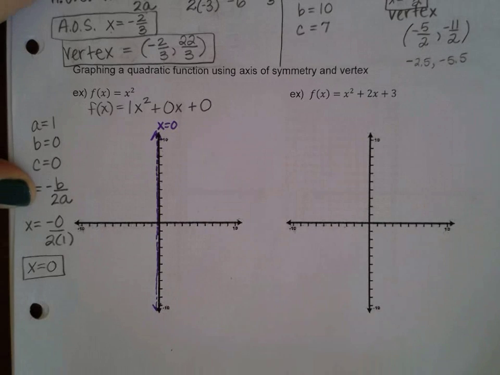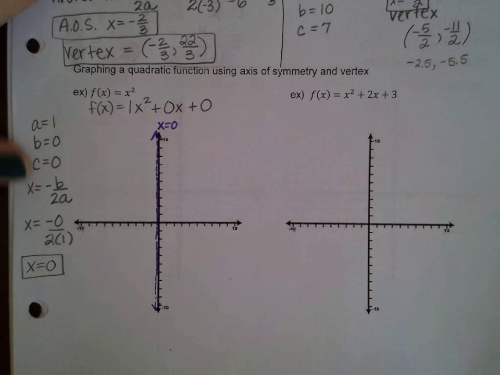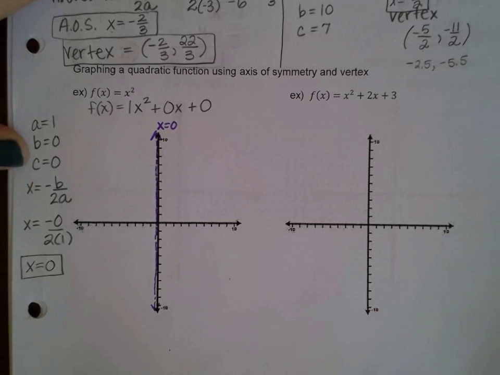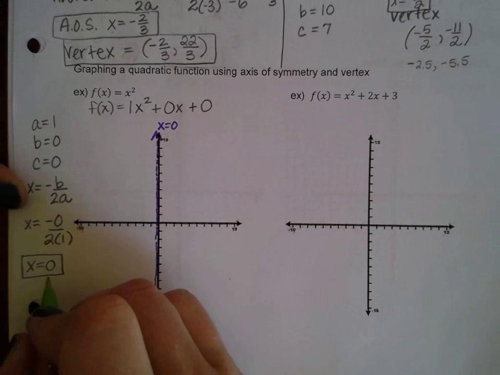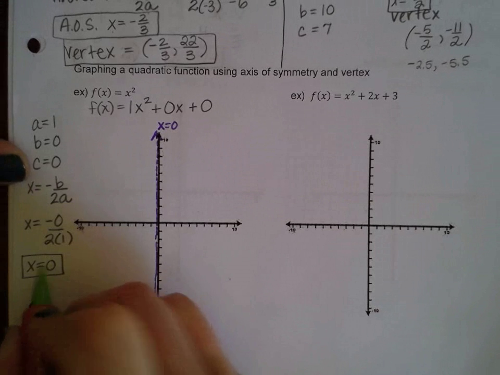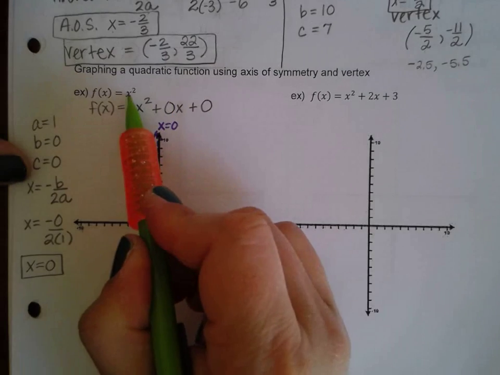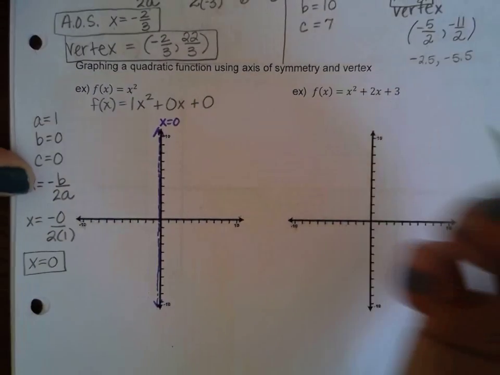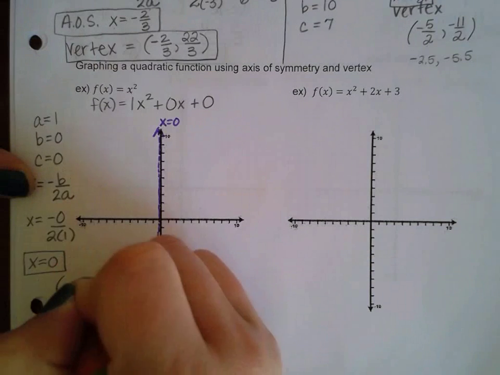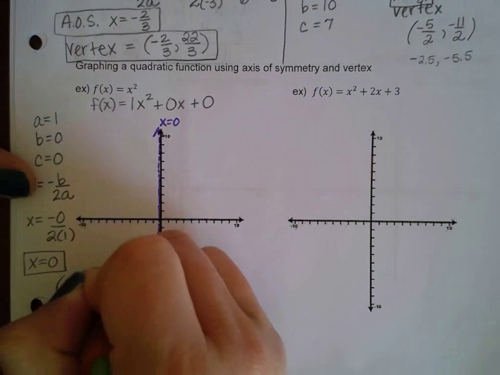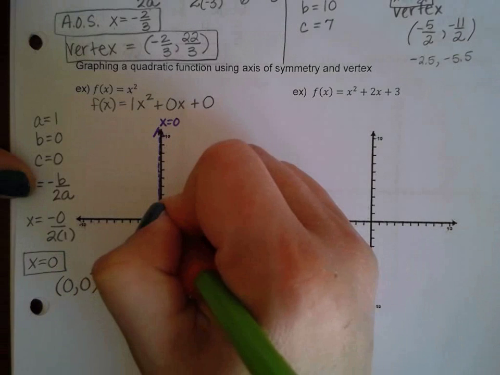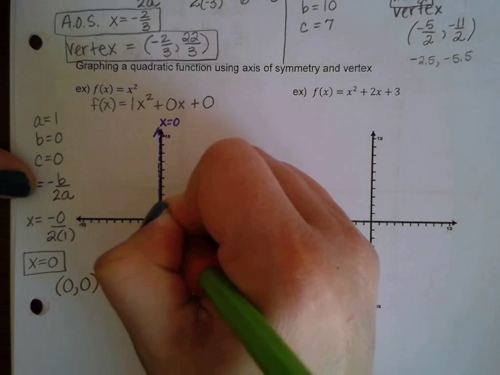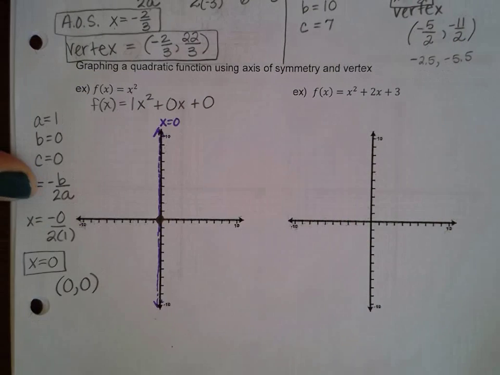Remember, that's an invisible line. It wouldn't show up on your calculator if you graphed it. Now, to find the vertex, you're going to take this 0 and plug it in everywhere you see an x. Well, 0 squared is 0. So your vertex will be 0, 0. That's going to be right there at the origin. So I put a point right there.